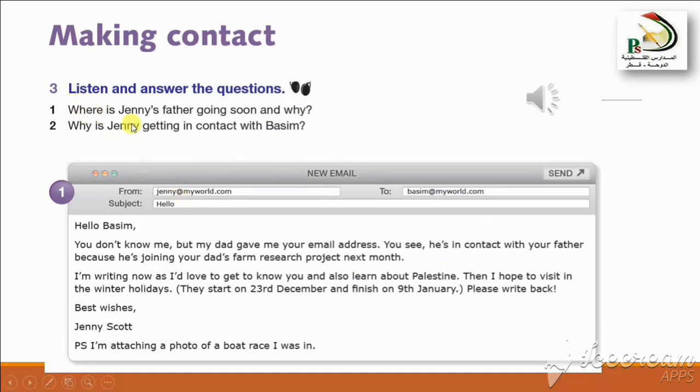Question number 3. Where is Jenny's father going soon and why? Why is Jenny getting in contact with Basim? See, from these two questions, we come to know that here in this conversation, we may have more than one character: Jenny, her father, and Basim. Let's find out more.